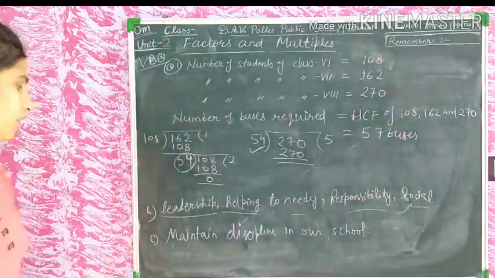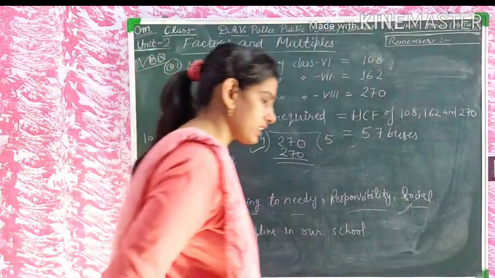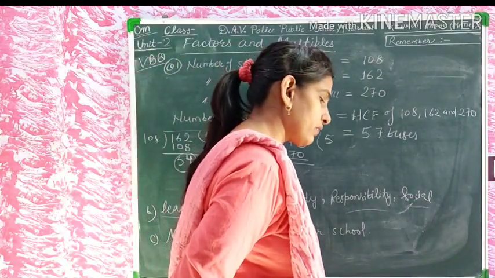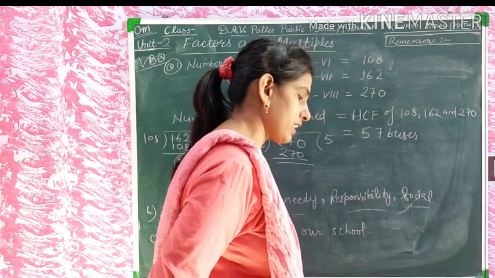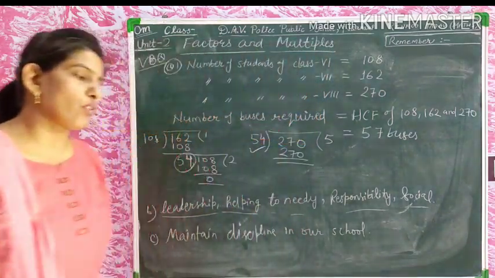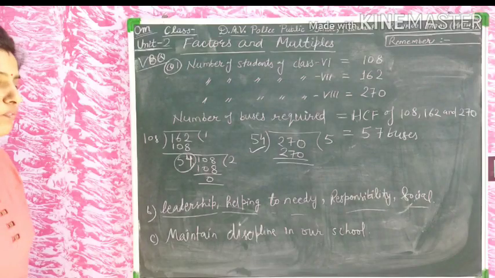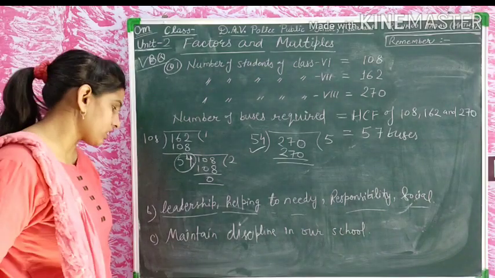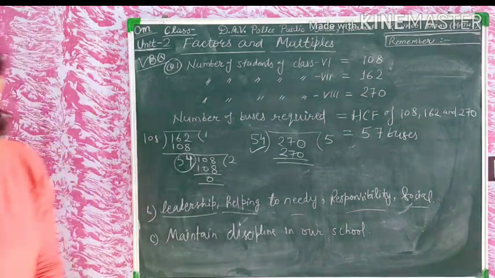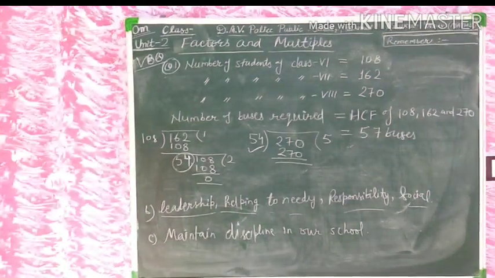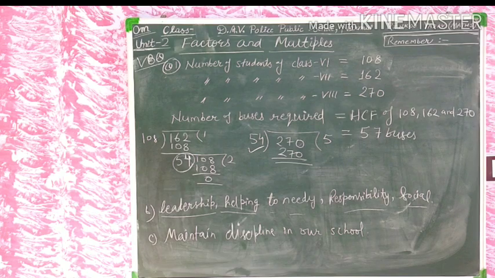So now we have part C here. Suggest one way by which you can help your school if you are selected as a council member. If you are selected as a council member, what will you do to help your students? Maintain discipline in our school. Is this clear, students? So next, the next value-based question is there.